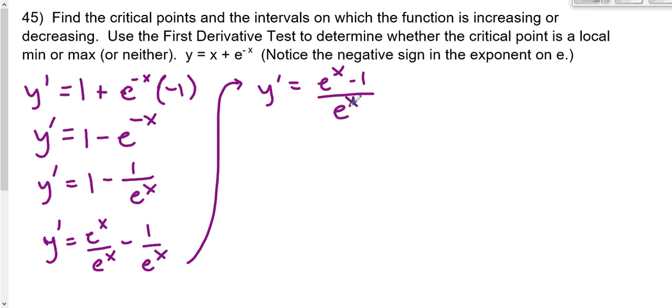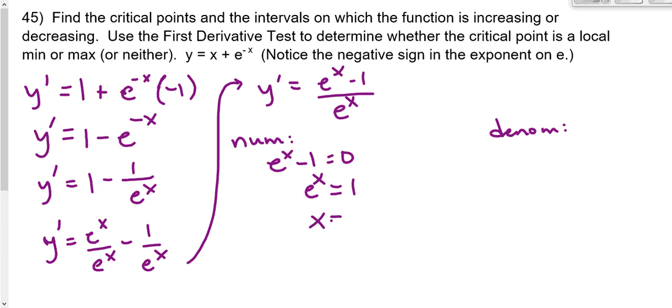Okay, so now to find where this is equal to 0, we set the numerator equal to 0, and to find where this is not defined, we set the denominator equal to 0. So starting with the numerator, e to the x minus 1 equals 0. Add 1 to both sides, e to the x equals 1. The easiest way to do it is just to realize that e to the 0 is going to be 1. Anything to the 0 is 1, so x equals 0. We don't really need logarithms if we don't have to go there. And so that's a critical point.